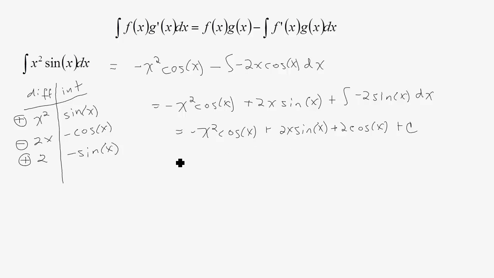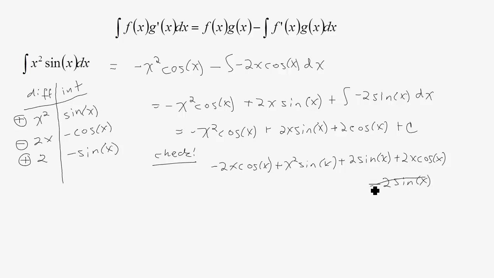There we go. Now, to check it, we would have to differentiate it. Let's go ahead and do that. Make sure we've got the right answer. So if I differentiate this first part, I get negative 2x cosine x, and the derivative of cosine is negative sine, so I get plus x squared sine x. And then to differentiate this, it's going to require the product rule. I get 2 sine x, and the derivative of sine is cosine, so I get plus 2x cosine x. And then finally take the derivative of this, which is minus 2 sine x.